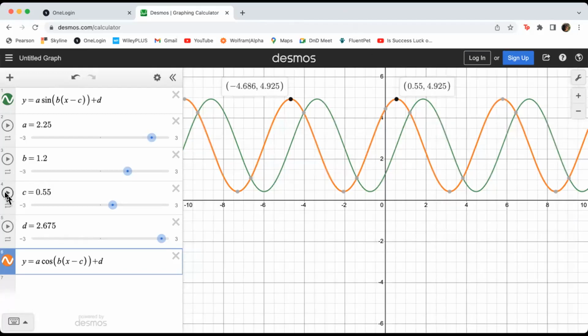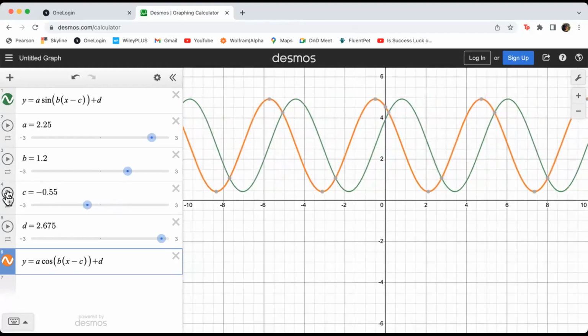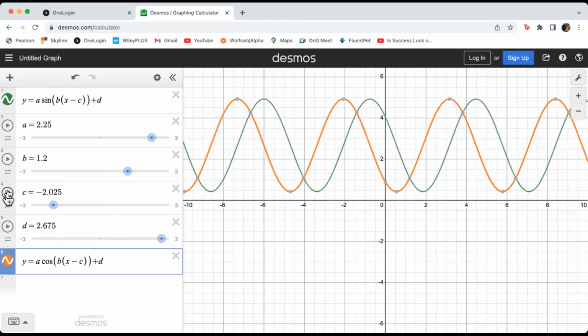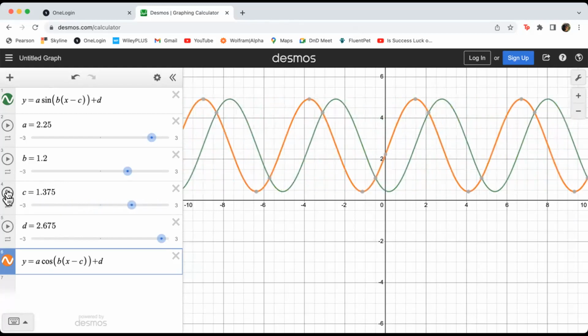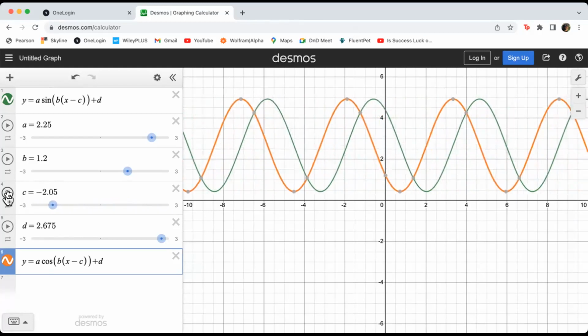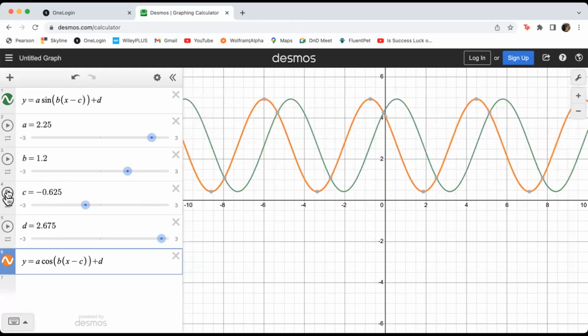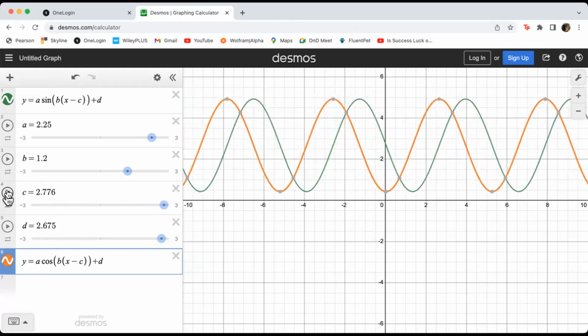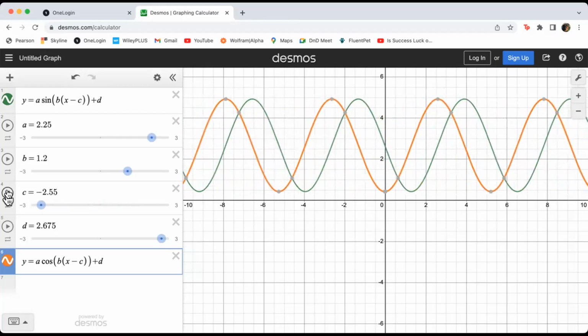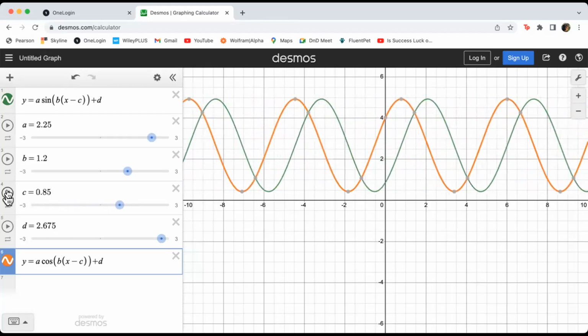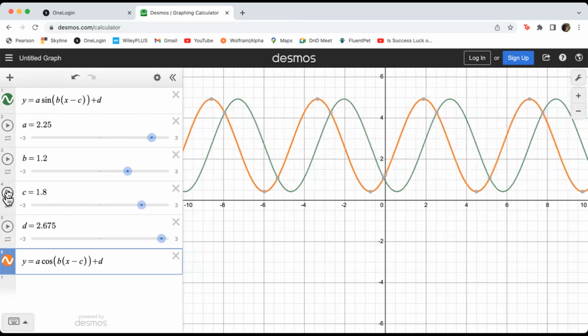What does it look like C is doing? Anyone want to speculate what C is doing? So changing C is changing it horizontally. So it's moving it back and forth. Are we changing the amplitude or the period? No. You could tell by the way I asked the question, right? You could have been asleep. I'm like, are we changing the amplitude? You're like, no, I heard the tone of the question.